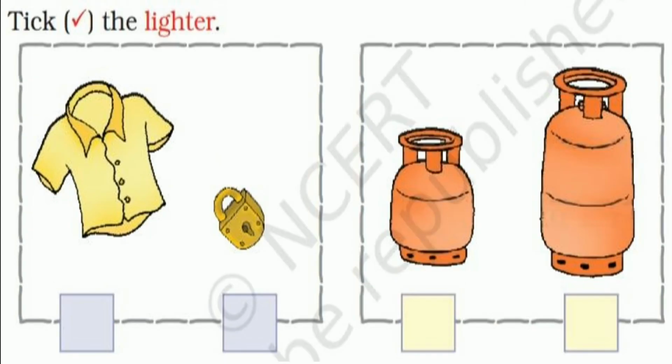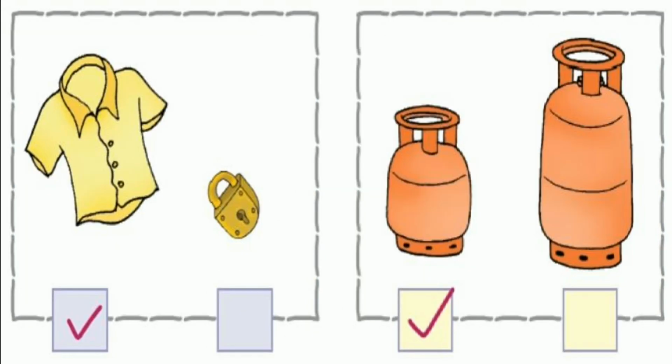Next, beside that you can see two cylinders. Which one is lighter, children? First or the second one? Yes, the first cylinder is lighter because it is small. We shall take the first cylinder. The first cylinder is lighter than the second one.